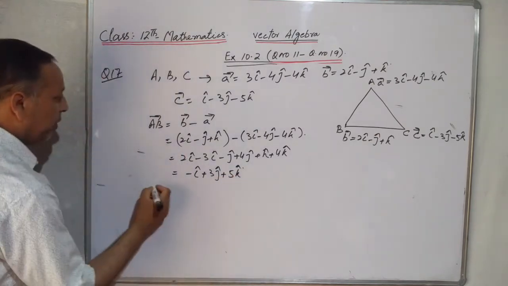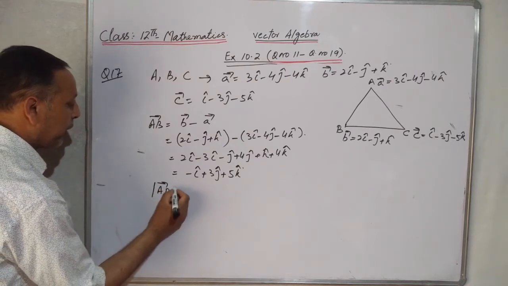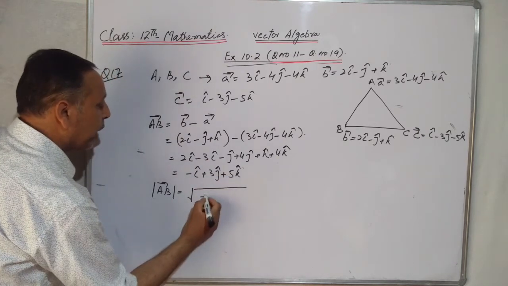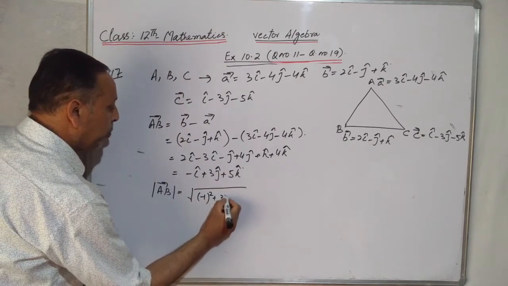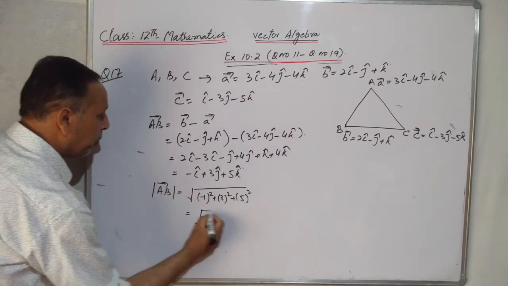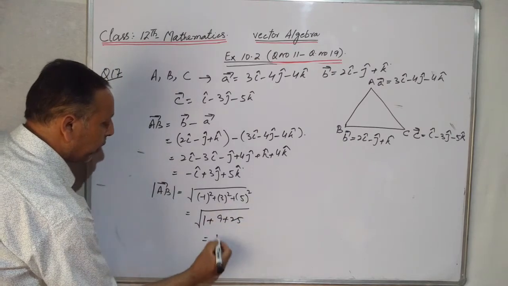Then find the magnitude of vector AB. It's under root of x square plus y square plus z square: minus 1 square plus 3 square plus 5 square. It will be equal to 1 plus 9 plus 25. It is root of 35.